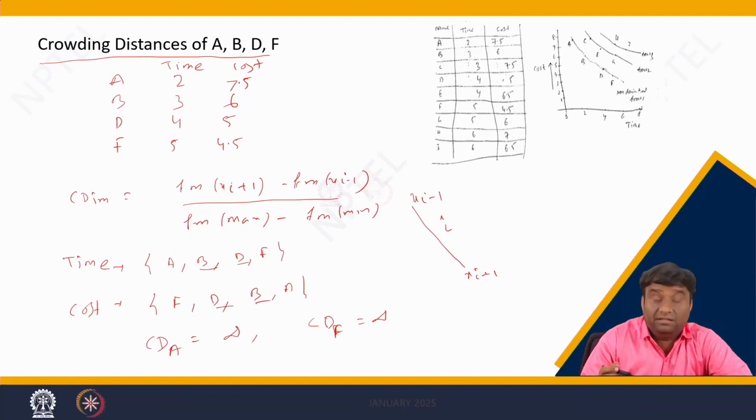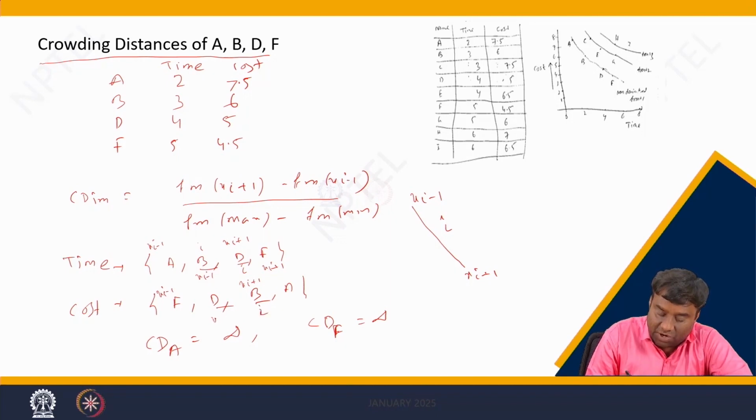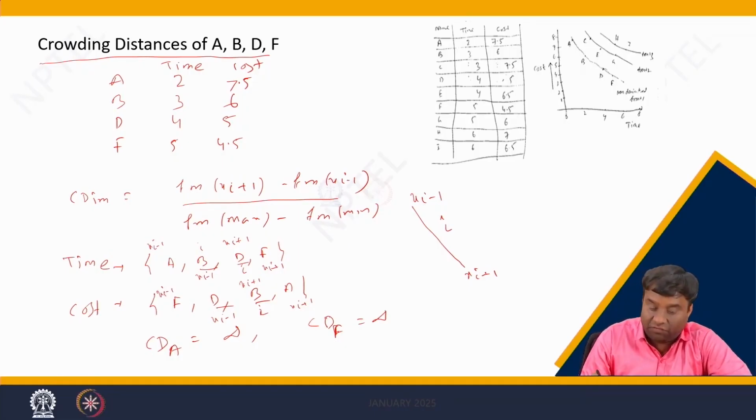Whenever we find the crowd distance of B, this B is i, so this point will be x i minus 1, and this point will be x i plus 1. For D, this is i, so this point will be x i minus 1, this will be x i plus 1. For B, this is i, so this point will be x i minus 1, this point will be x i plus 1. Here one more thing we may write, that is the maximum value of time.